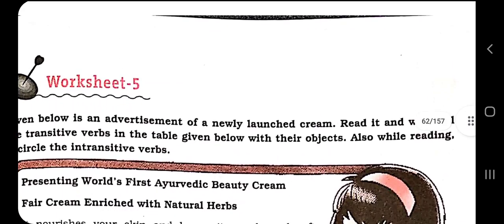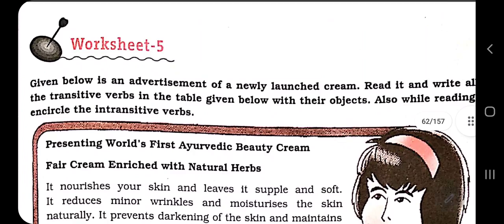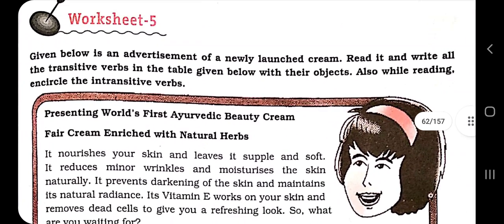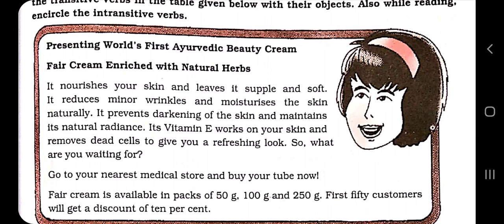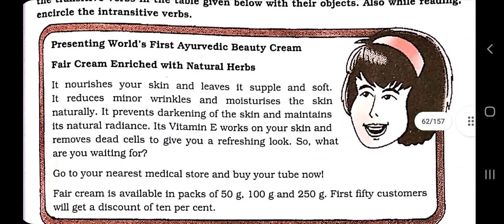Let's move to worksheet 5. Given below is an advertisement of a newly launched cream. Read it and write all the transitive verbs in the table given below with their objects. You have to write the objects. Also, while reading, encircle the intransitive verbs. It nourishes. Presenting the world's first Ayurvedic beauty cream, fair cream enriched with natural herbs.